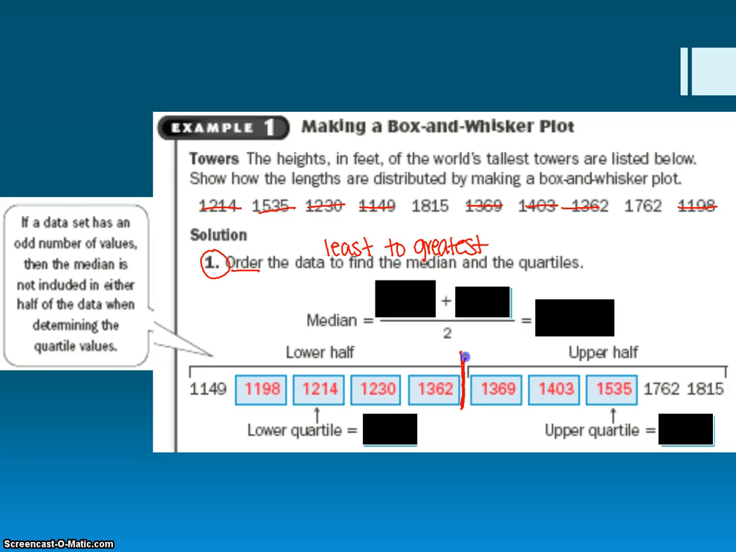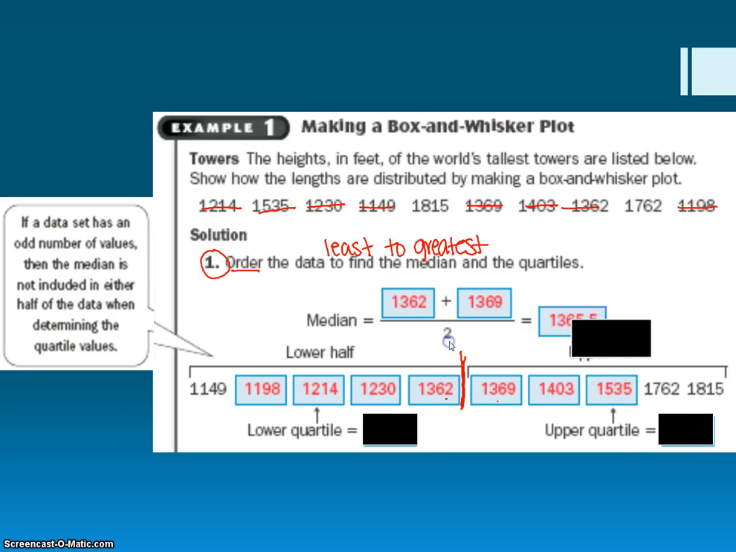Now that we ordered from least to greatest, count inwards to find the middle, which is between these 2 numbers. Because it's between these 2 numbers, we have to take 1,362 and 1,369, and add them together. Divide by 2. This is your median. Again, basically you're finding the mean of the middle two. The mean is when you add them and divide by how many there are. This is your M for median.